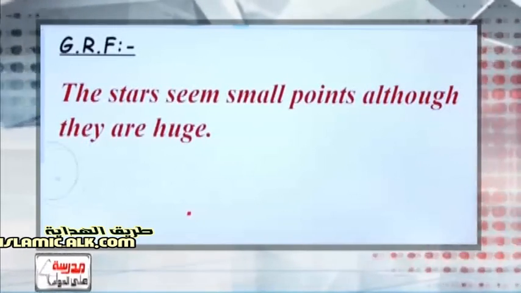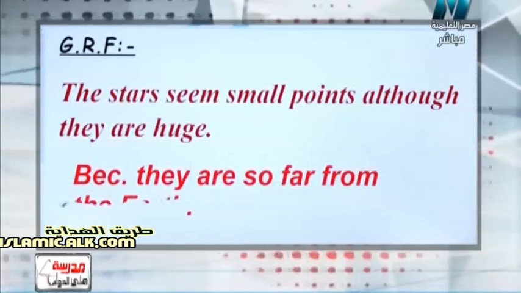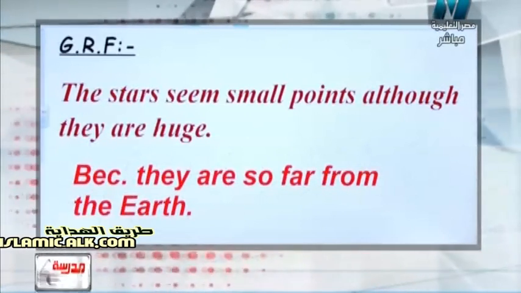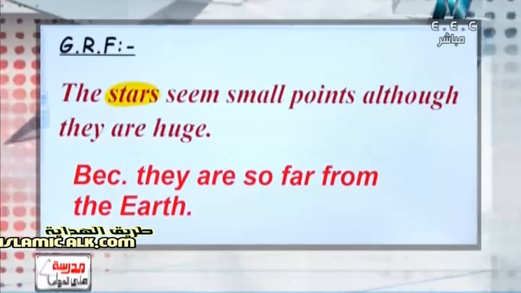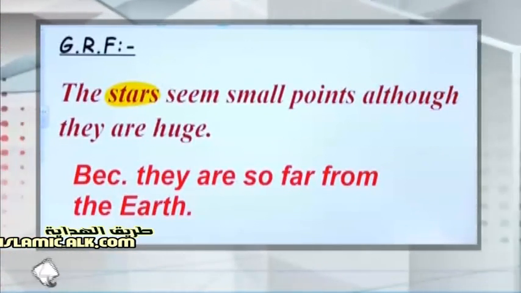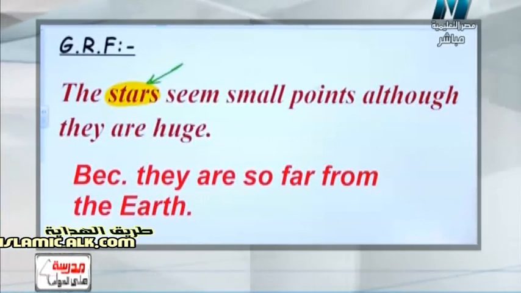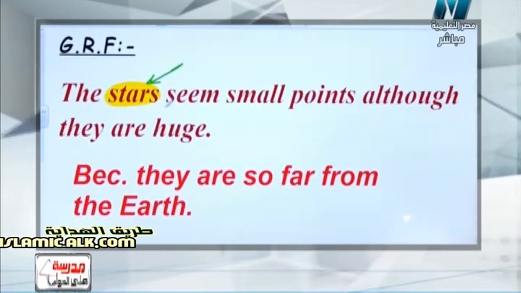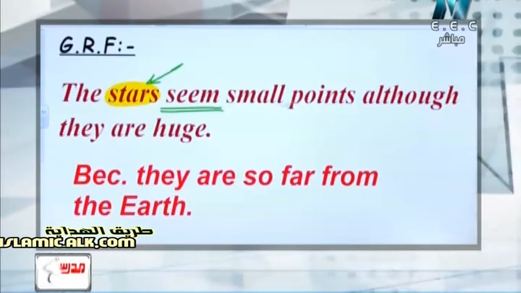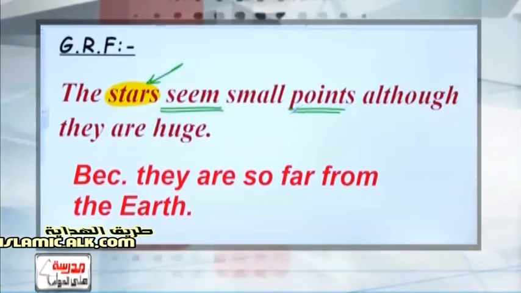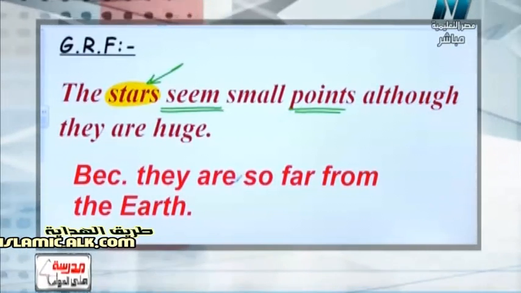As a question here: the stars appear or seem as small points although they are huge. Give reason. I would say because they are so far from the earth. Some of these stars are bigger than the sun, but they appear or seem as small points, although they are huge, because they are so far from the earth.